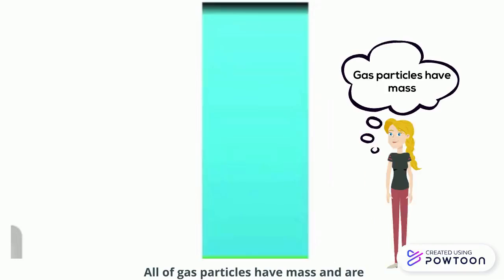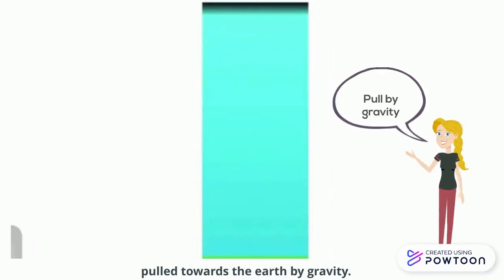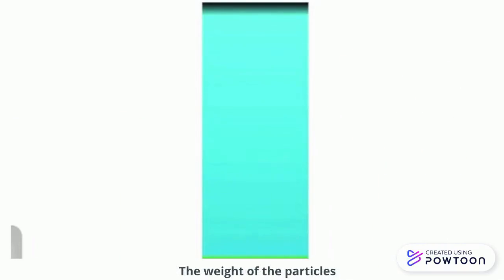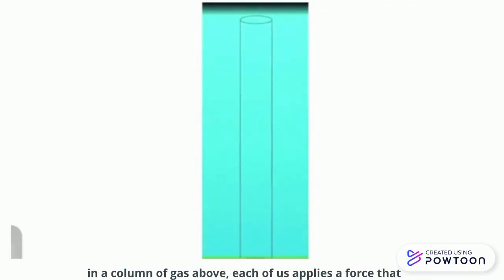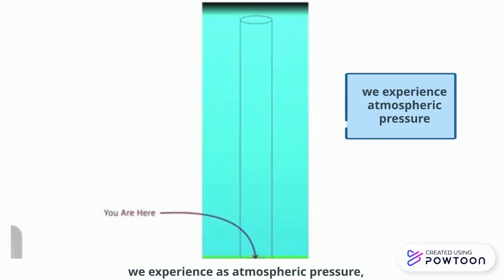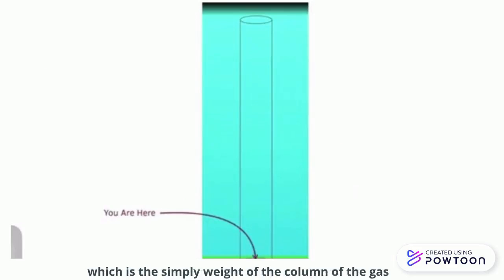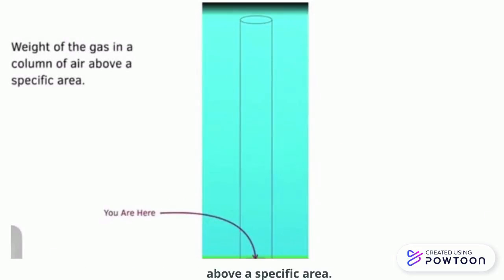All gas particles have mass and are pulled towards the earth by gravity. The weight of the particles in a column of gas above each of us applies a force that we experience as atmospheric pressure, which is simply the weight of the column of gas above a specific area.